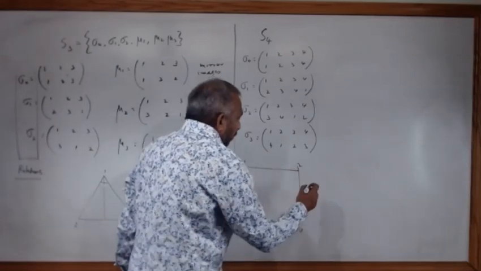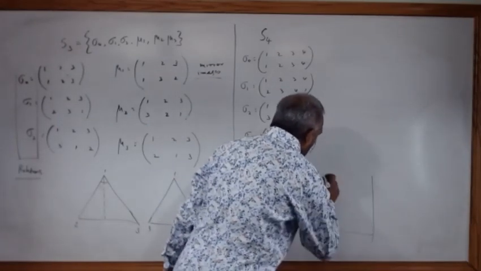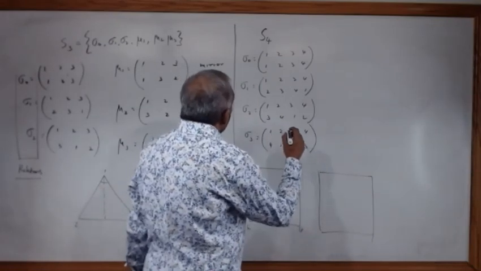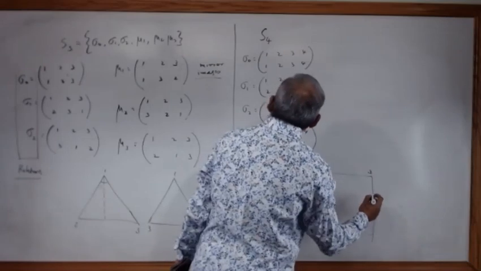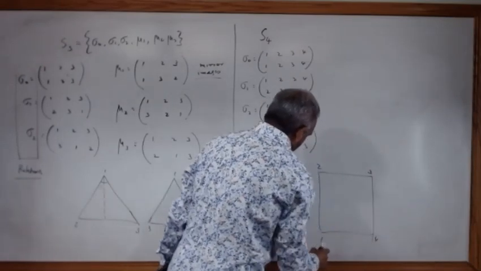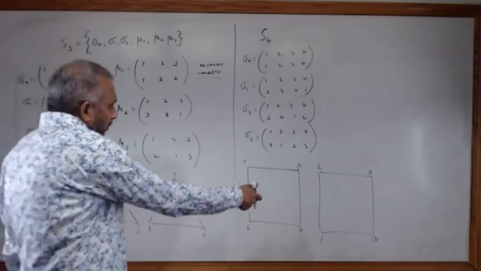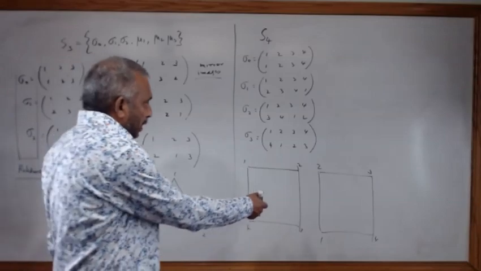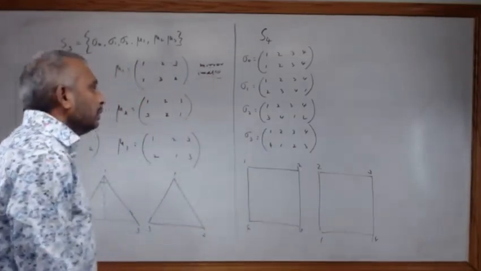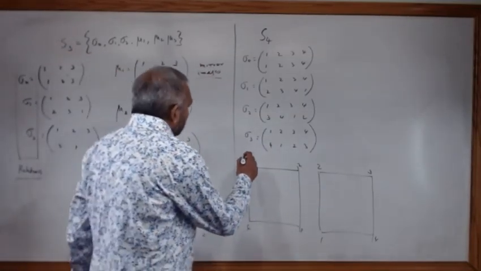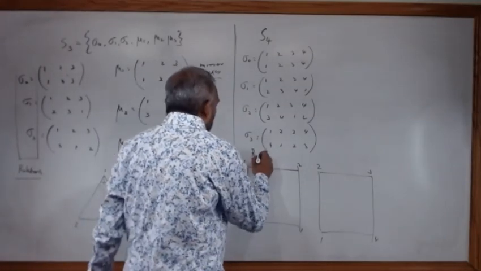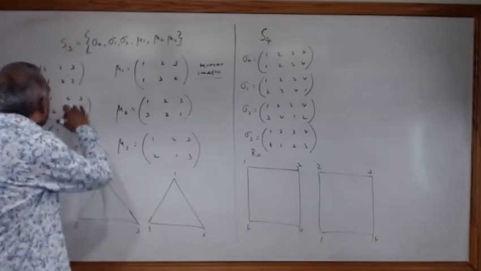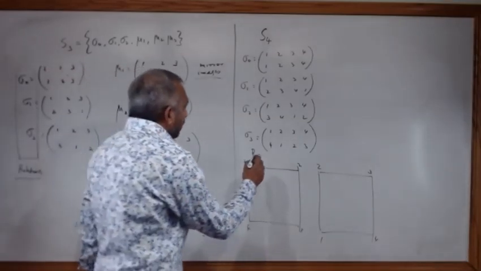Keep on rotating this. One example would be 2, 3, 4, 1. Here I'm turning it in the anti-clockwise direction. So these are all rotations. It doesn't matter which direction you are rotating, you'll get the same rotations.